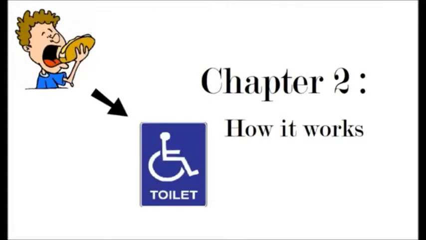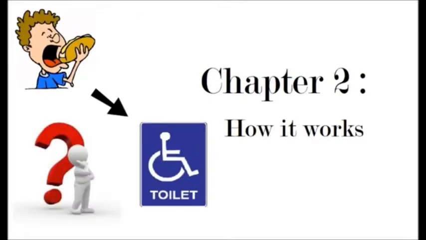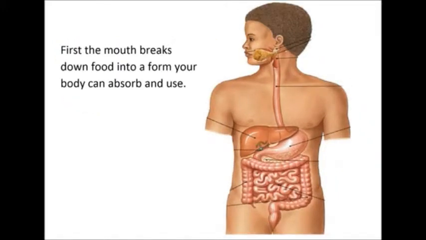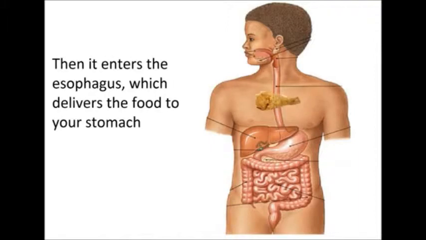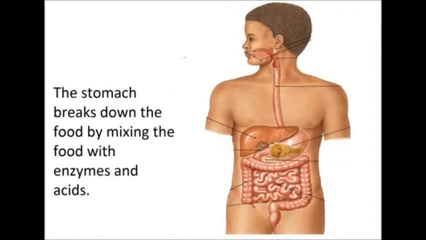How do these parts of the digestive system work together? Here is how it works. First, the mouth breaks down food into a form your body can absorb and use. Then it enters the esophagus, which delivers the food to your stomach. The stomach breaks down the food by mixing the food with enzymes and acids.